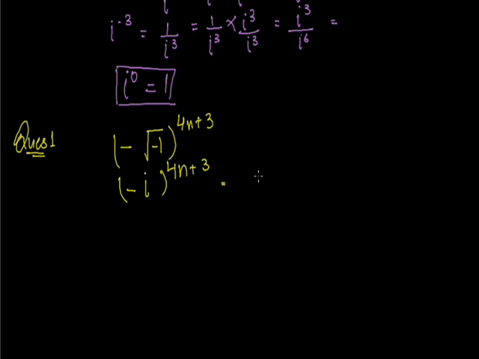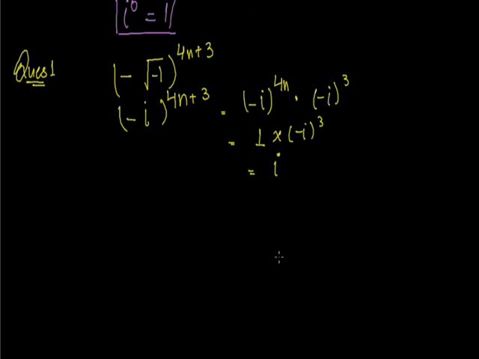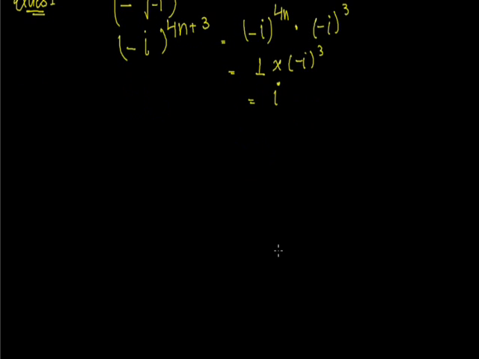Now we can write it like (minus iota) power 4n into (minus iota) power 3. Anything power 4, where 4 is a multiple of this, is 1, so we have 1 into (minus iota) power 3. Minus iota power 3 is iota. So this is the value of the question.